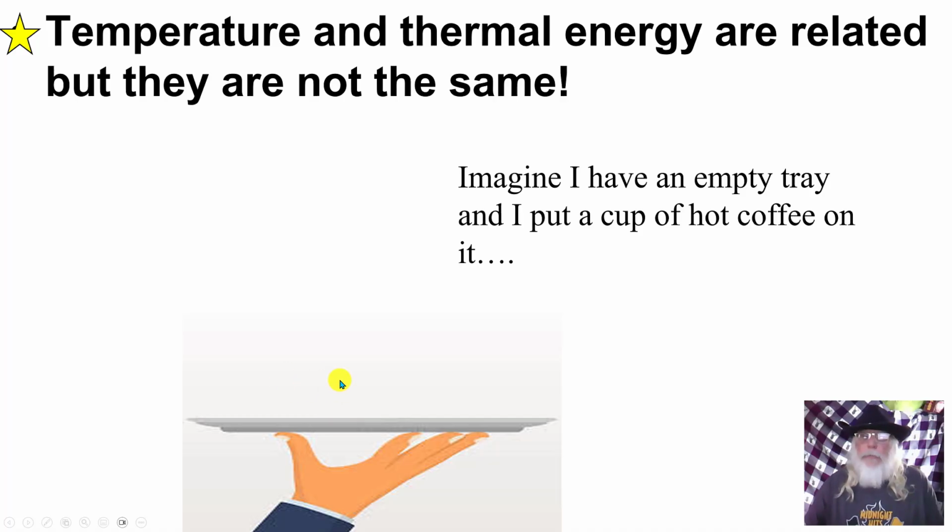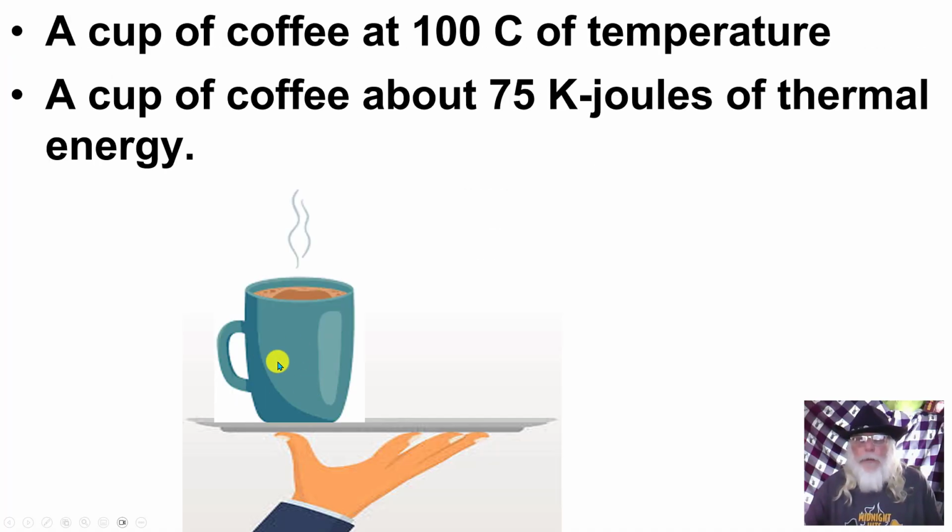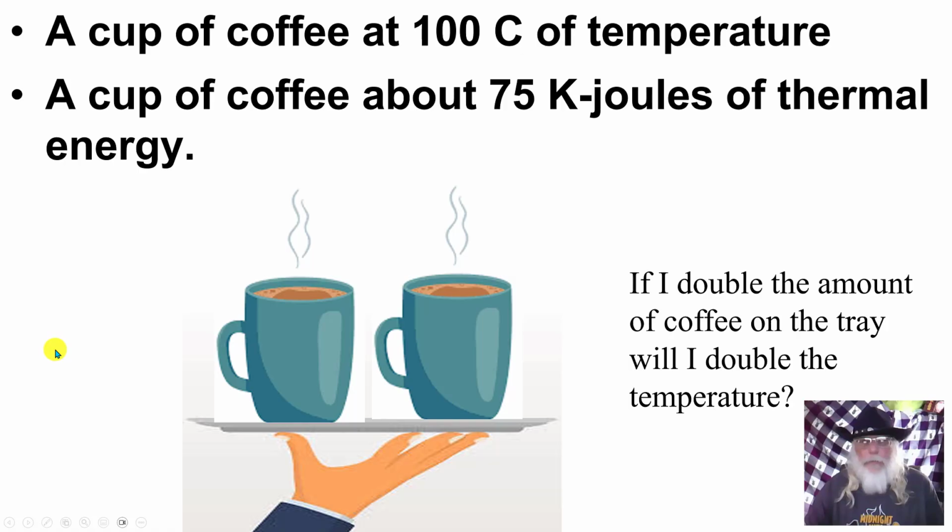So here's a way to think about this. Imagine you have an empty tray, and then I put a cup of hot coffee on top of this empty tray. Well, this hot cup of coffee is at 100 degrees Celsius for temperature. That's boiling. A cup of coffee has about 75 kilojoules of thermal energy. So that's the amount of motion and the amount of particles that are in the coffee. That's just a measurement of thermal energy. So let's just say 75 kilojoules.